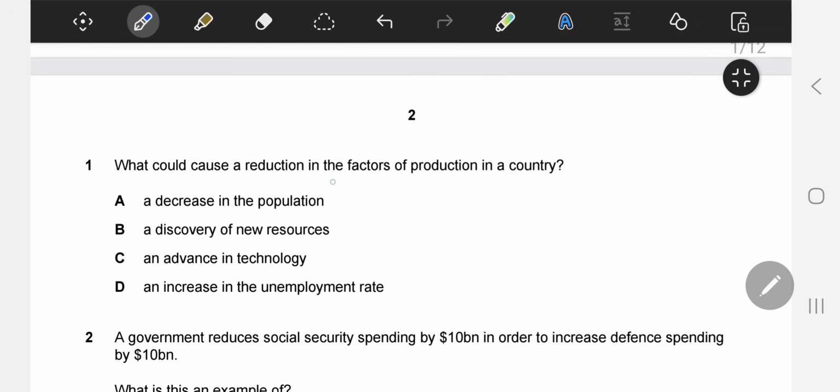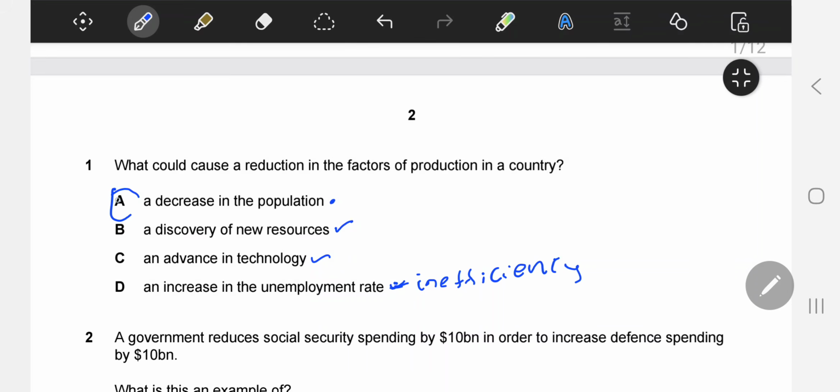cause a reduction in the factors of production in a country? What would cause a reduction in the factors of production in a country? A decrease in the population, yeah, this could probably do it. Discovery of new resources, this will increase factors of production. Advancing technology will increase. An increase in the unemployment rate. So this one will not cause any reduction, but it's going to cause inefficiency of the use of resources. So it's not really going to cause a reduction.